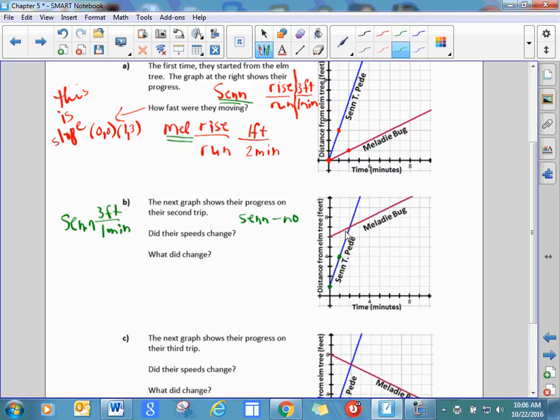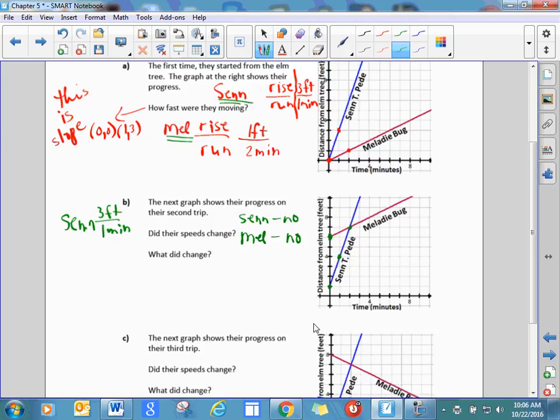Let's look at Milady. Is she still just ambling along? We're starting here. This is where she is now after they've been gone for some amount of time. And that looks like a perfectly good point. She is rising up, running 2. So her slope did not change either.